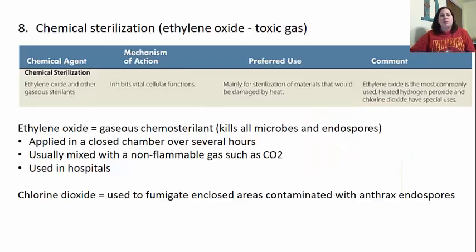We then have chemical sterilization. Chemical sterilization is using a toxic gas called ethylene oxide. This inhibits vital cellular functions.